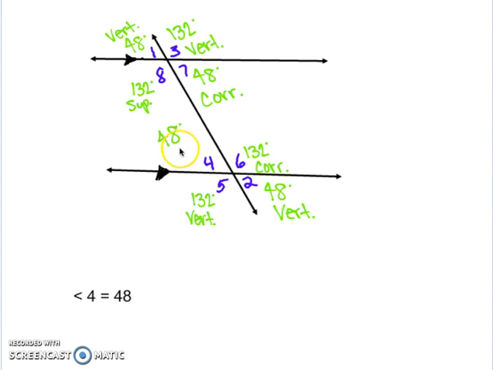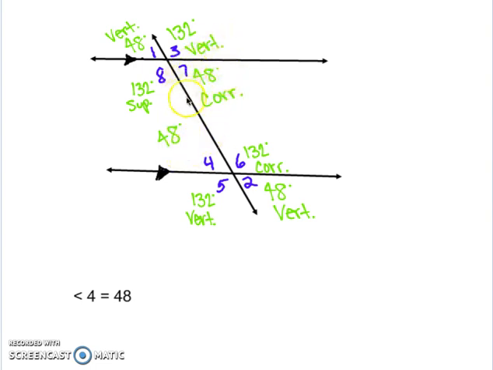So if angle 4 equals 48, then angle 2, being a vertical angle, would also equal 48. Angle 4 and angle 5, as well as angle 4 and angle 8, would be supplementary. So if we take 180 minus 48, it leaves us with 132. If we know that angle 8 is 132, angle 3, being a vertical angle, would also equal 132. And then we go from there.